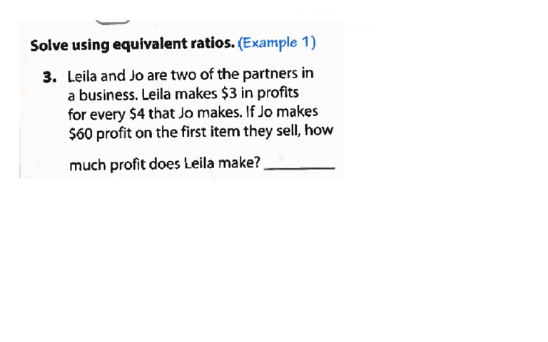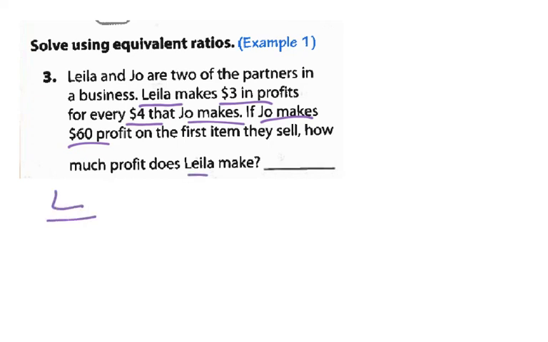Number 3 says Layla and Joe are 2 of the partners in a business. Layla makes $3 in profits for every $4 Joe makes. If Joe makes $60 profit on the first item they sell, how much profit does Layla make? So this one, again, we're going to pick out the important information. Layla makes $3 for every $4 Joe makes. If Joe makes $60, we want to know how much Layla makes.